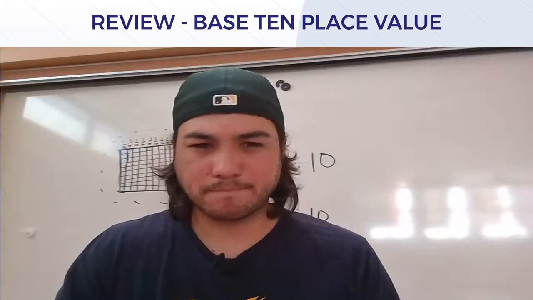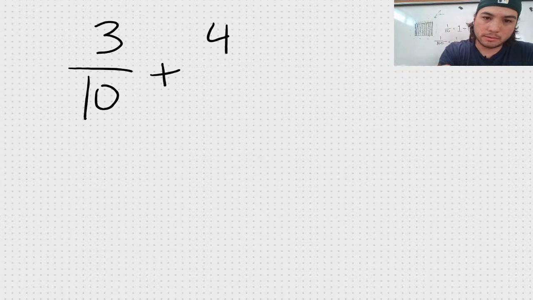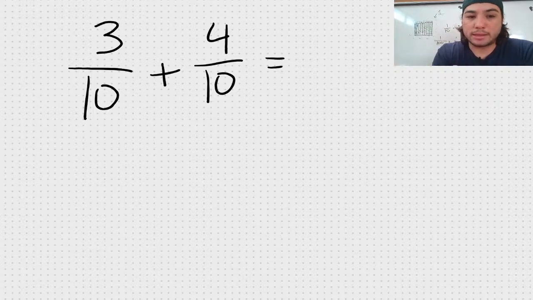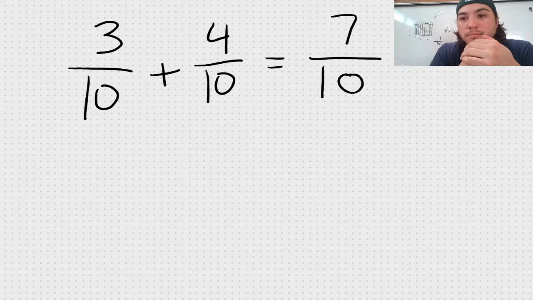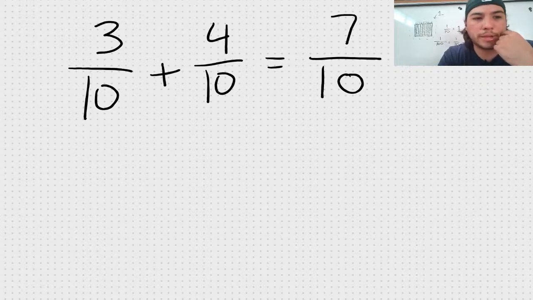Let's try a couple practice problems here on our digital whiteboard. Okay? So let's say we had something like 3/10 plus 4/10, right? We can add this together. Denominator stays the same. 3 plus 4 is 7. Right? Nothing new here.